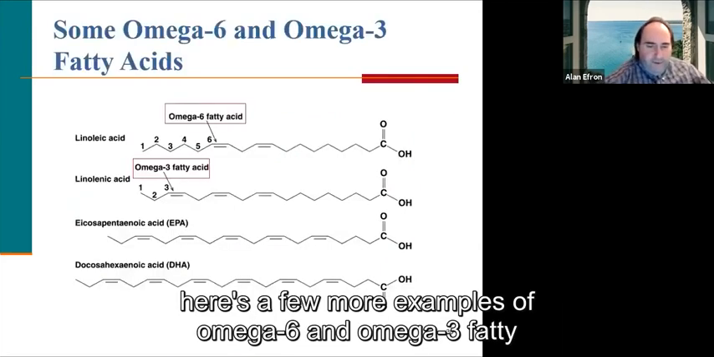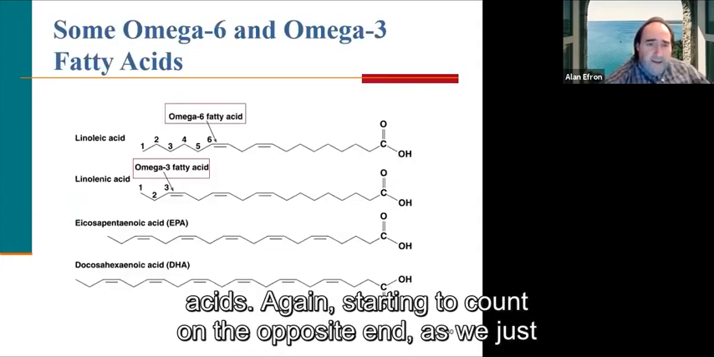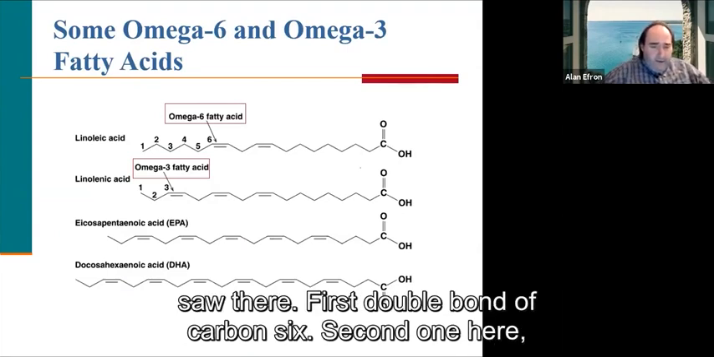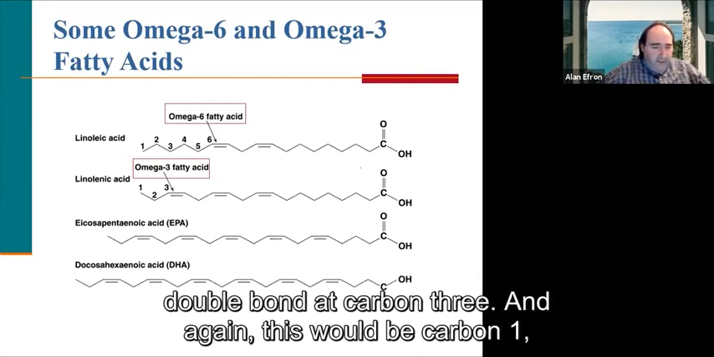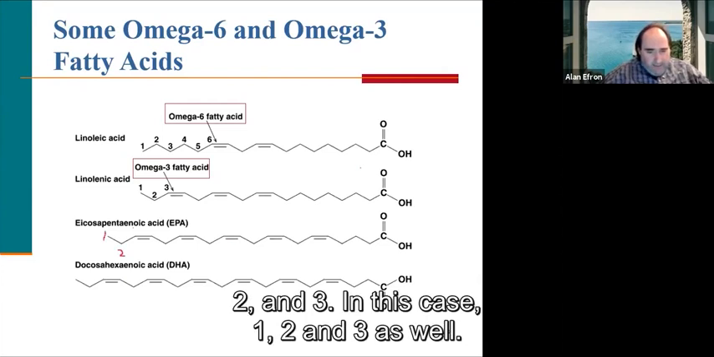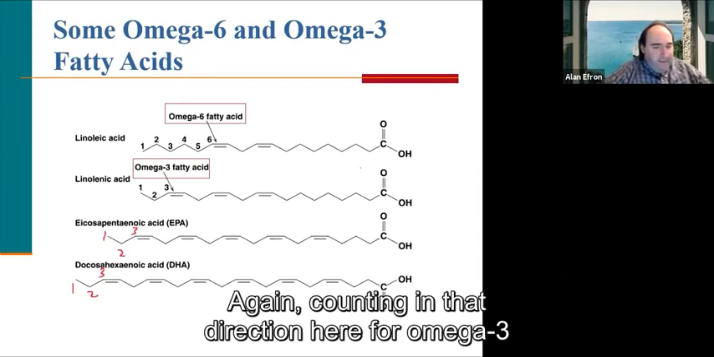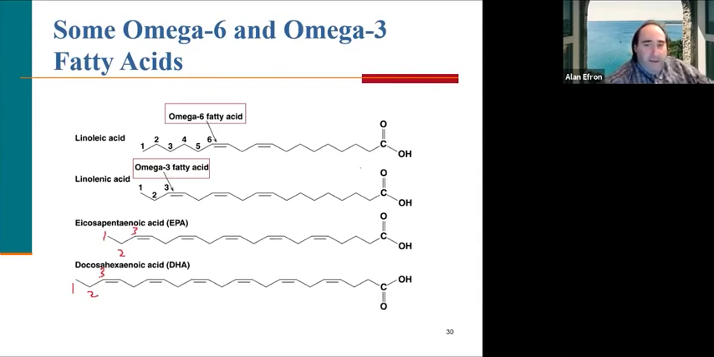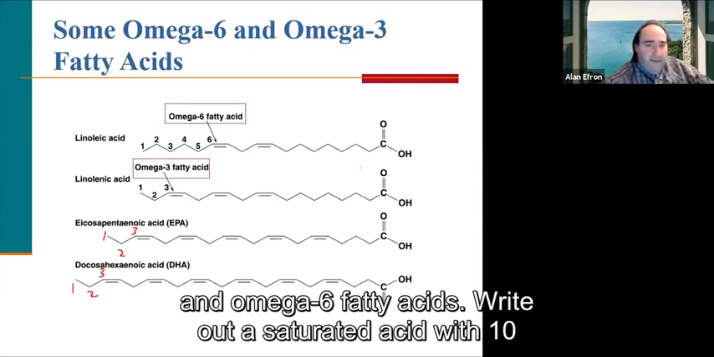And here's a few more examples of omega-6 and omega-3 fatty acids. Again, starting to count on the opposite end, as we just saw. First double bond at carbon 6, second one here, double bond at carbon 3. And again, this would be carbon 1, 2, and 3 in this case. 1, 2, and 3 as well. Again, counting in that direction here for omega-3 and omega-6 fatty acids.